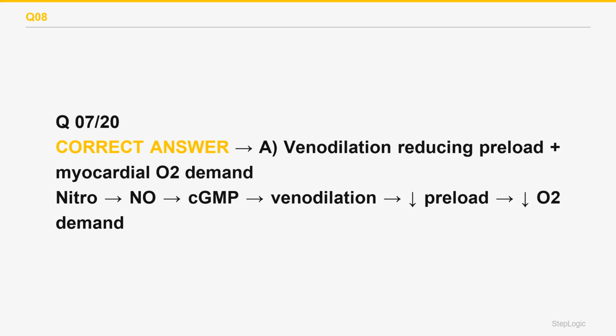The correct answer is A. The throbbing headache comes from cerebral vasodilation, and tolerance develops with continuous exposure, so patients need a daily nitrate-free interval. Note that nitrates are contraindicated with PDE5 inhibitors like sildenafil. The combination causes severe hypotension and should be avoided in right ventricular infarction, where preload is essential. The preload-reducing venodilation is the core mechanism.